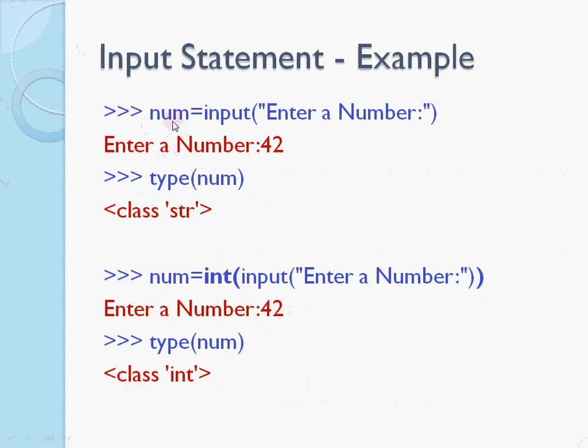So as we see already, this statement takes this 42 as a string. Now we are going to explicitly typecast the retrieved input into an integer, and then we are going to assign it to this num. So when we check the type of this num, now since it is typecasted, the num is of type int and not string.